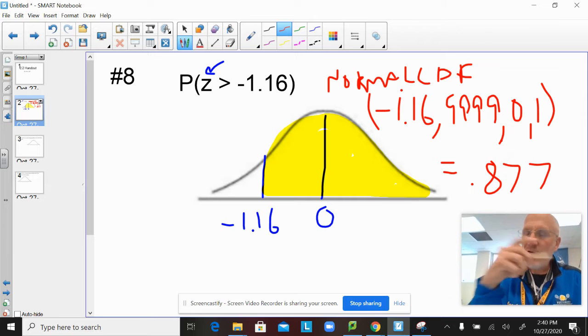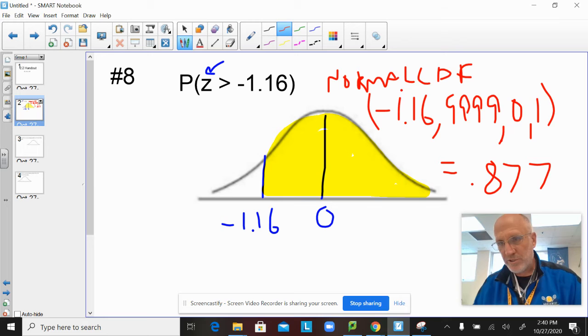So again, if they're giving you the boundaries and they're asking for the probability or percentage or proportion or area, those all are asking the same thing. That's a normal CDF calculation. That was number 8.